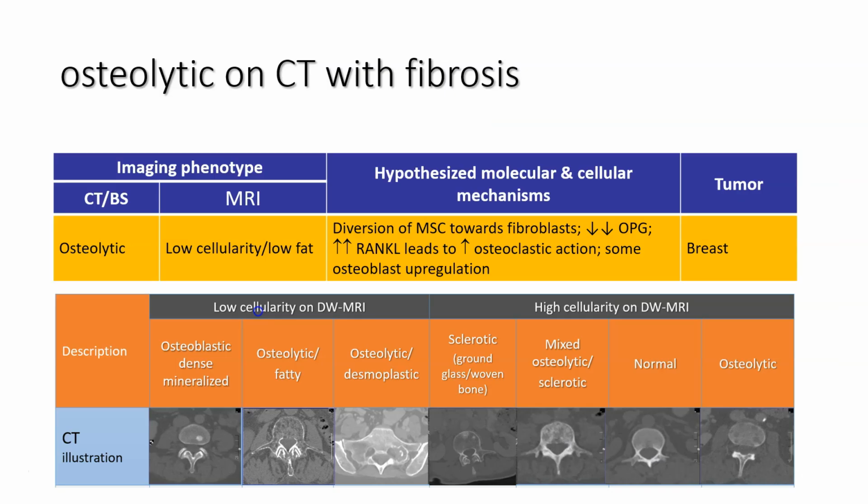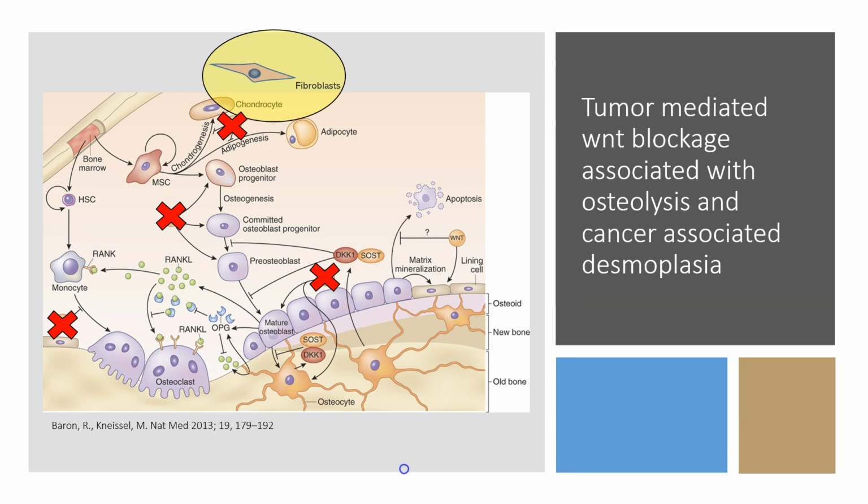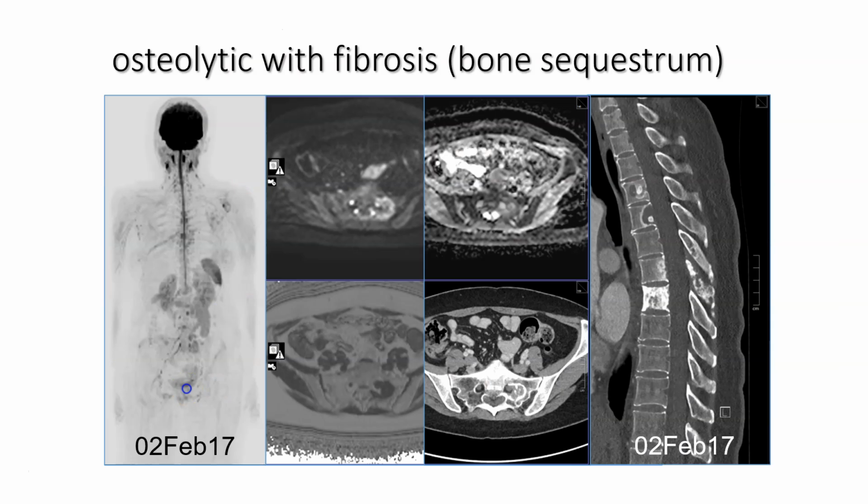Next, let's pick up the pattern of osteolysis with fibrosis, which is this third pattern here. In this case, there is a diversion of mesenchymal stem cells towards fibroblasts and an increase in osteoclastic activation, resulting in osteolytic lesions. So here's a classical example. This patient has breast cancer.